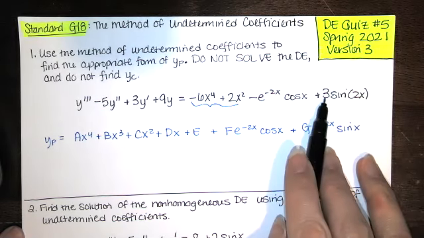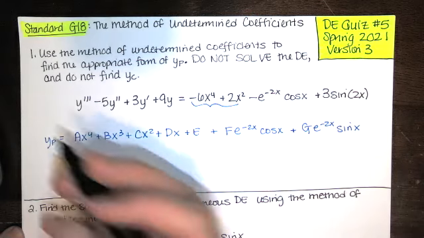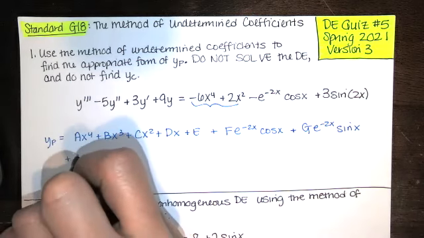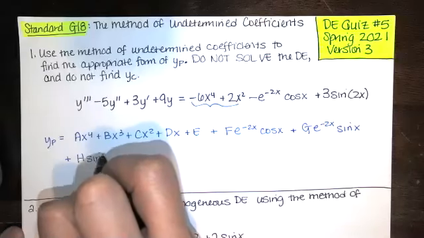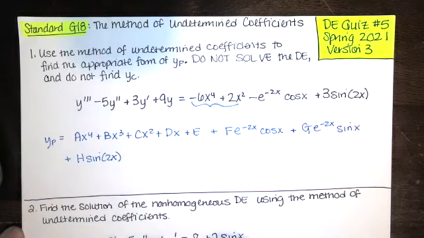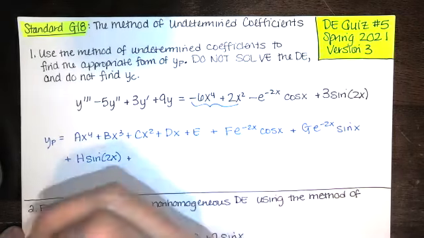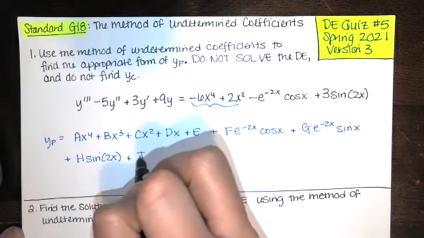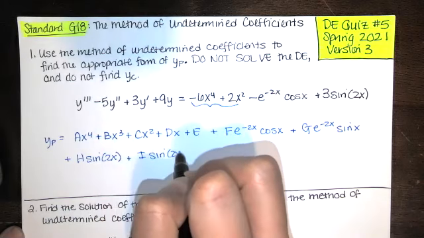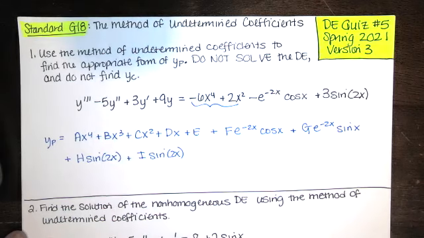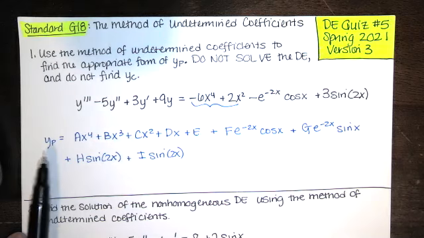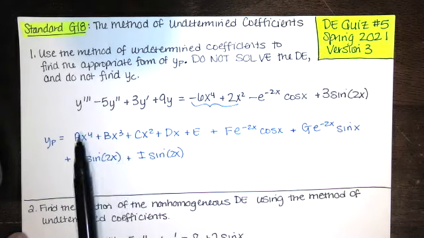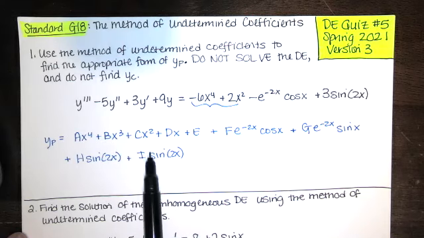Here I have a constant times sine of 2x. So I would guess that we'd have a constant times sine of 2x here, but derivatives of cosine of 2x also lead to sines of 2x if we take the right number of derivatives. So we'll have h times sine of 2x plus i times sine of x. Of course, i is not the identity, d is not the differential operator. These are just letters A, B, C, D, E, F, G, H, and I. 1, 2, 3, 4, 5, 6, 7, 8, 9.